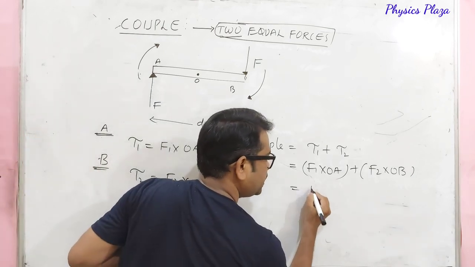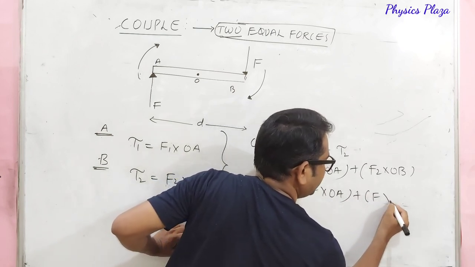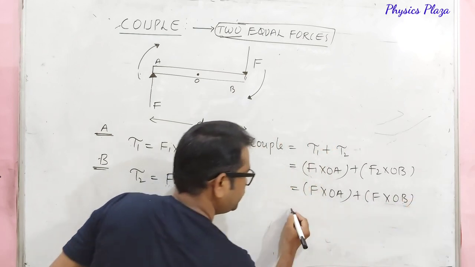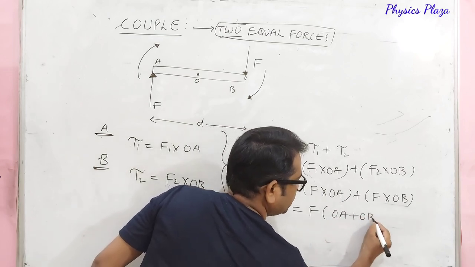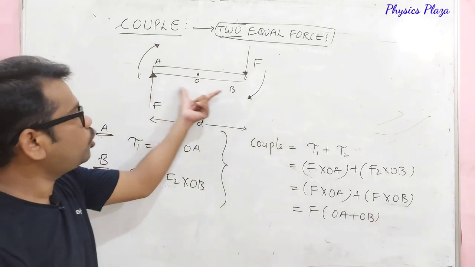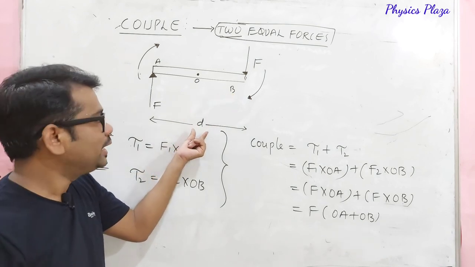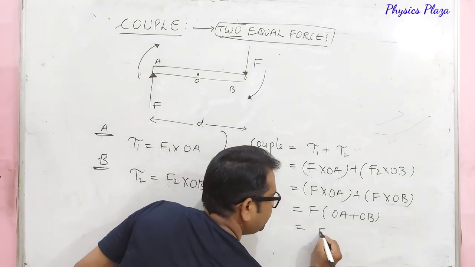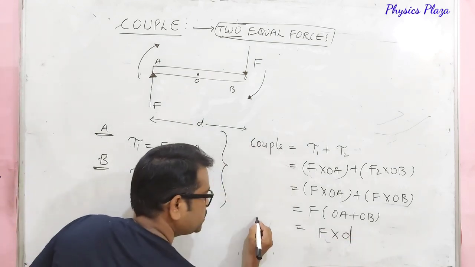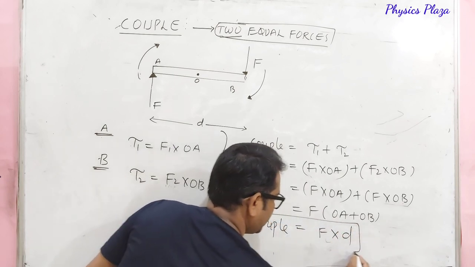So this is going to be F into OA plus F into OB only. Now here you can take F as common, so then OA plus OB. But dear children, OA plus OB is what? The perpendicular distance. This is actually called the couple arm, D. OA plus OB is D. So this we can write as F into D. So this is what couple is equal to, which is very, very important.